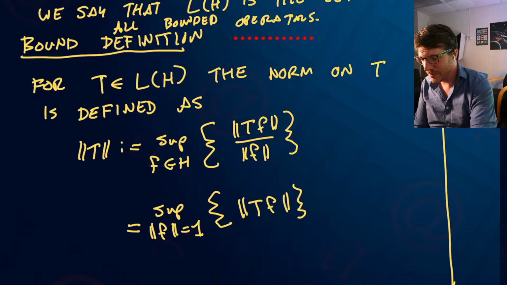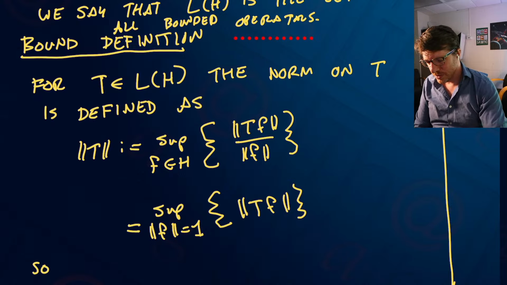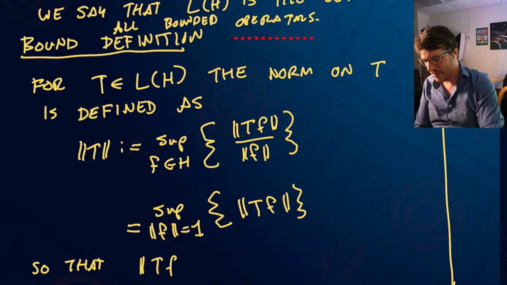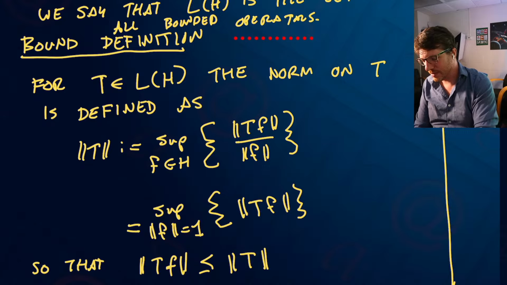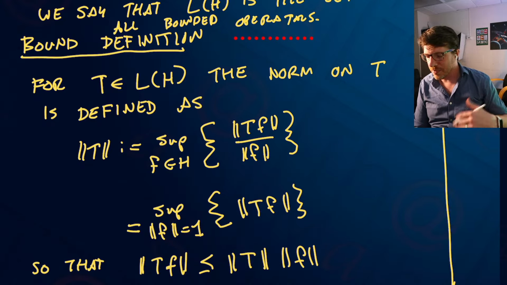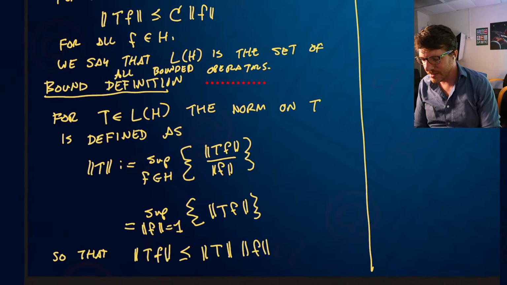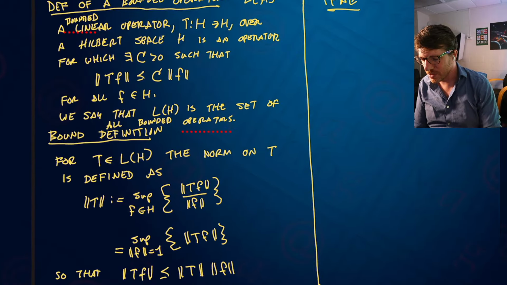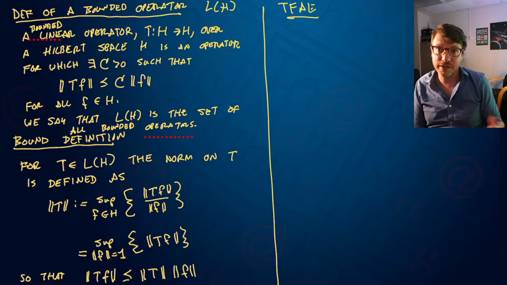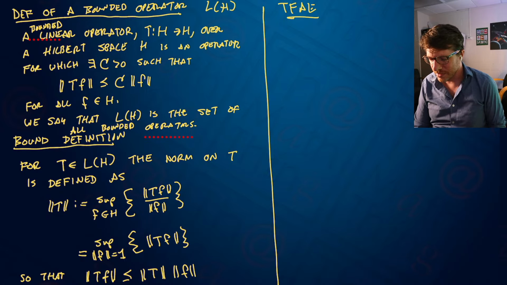And so the norm of Tf is less than or equal to the norm of T times the norm of f. So we don't have to just deal with that C, but basically the norm of T is the smallest C that will work for all the f. And that's where that comes from.